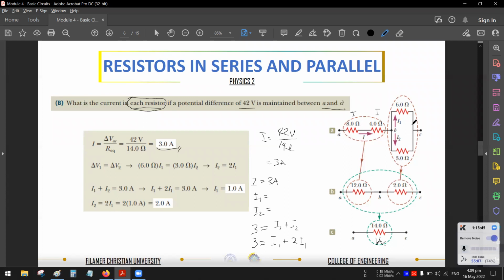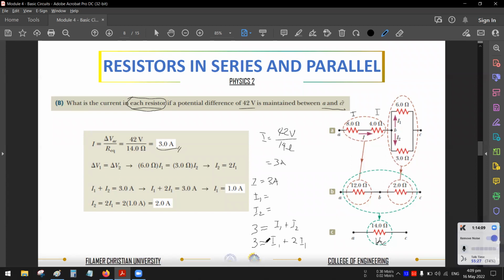So ang voltage from dito tsaka dito, the same sila, pero notice the value of the resistor, di ba? So ito 6 ohms, ito 3 ohms. So obviously, mas mataas yung current dito compared dito. Okay?